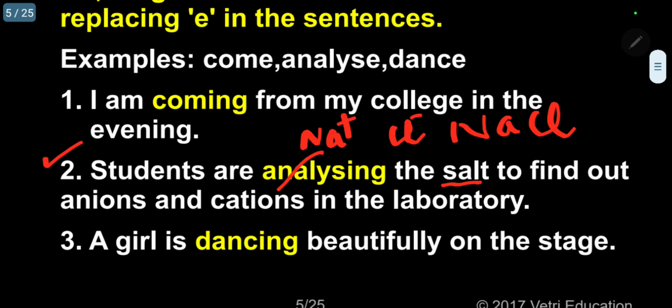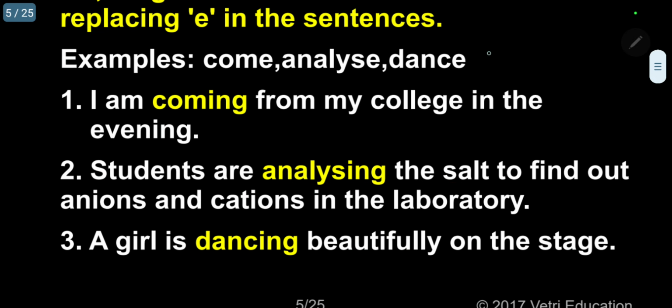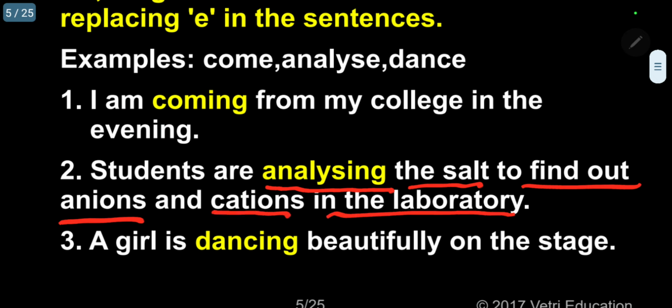So students identify from this salt which is cation, which is anion. So that's why I am now forming this sentence here. Kindly follow. Students are analyzing the salt to find out anion and cation in the laboratory. Analyze, E is dropped, ing added. So obeying the verb, that is rule 2. Whenever E comes, remove E, add ing.